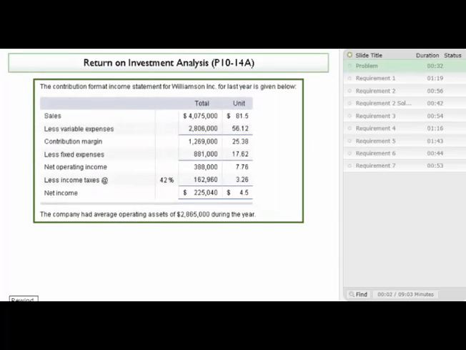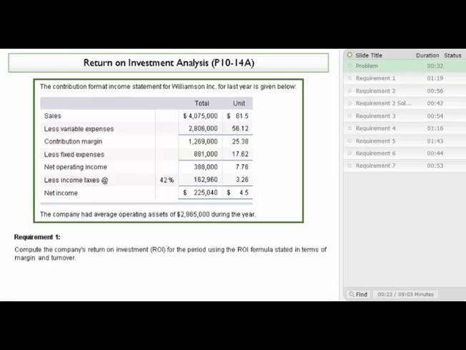The contribution format income statement for Williamson Incorporated for last year is given in the table you see on the screen now. The company has average operating assets of $2,865,000 during the year. And on this problem, here's what we're asked to solve. Requirement 1. Compute the company's return on investment, that's ROI, for the period using the ROI formula stated in terms of margin and turnover.